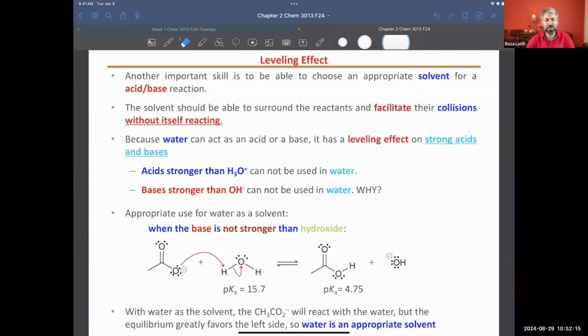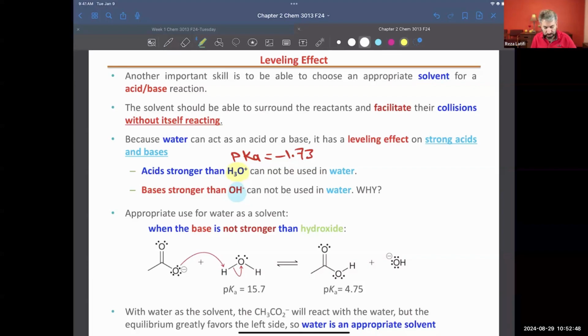Welcome back. I'm here with another lecture from chapter 2, and we are covering the leveling effect of water. Whenever you dissolve a base or acid in water, you cannot have an acid stronger than hydronium ion with a pKa of -1.73. And if you are dissolving a base, the strongest base that you can have will be OH. So the strongest base is OH, and the strongest acid is going to be hydronium ion.